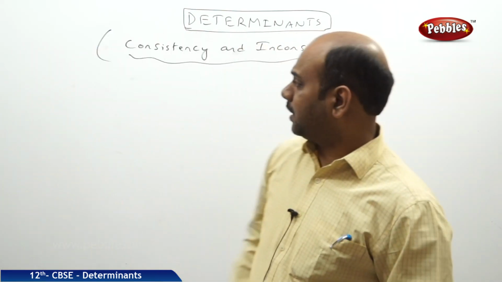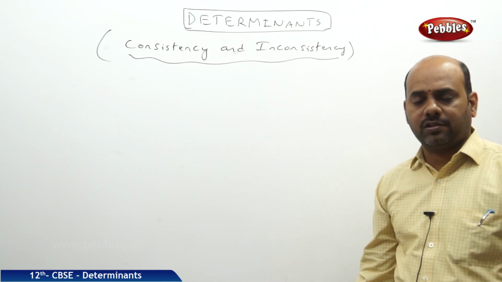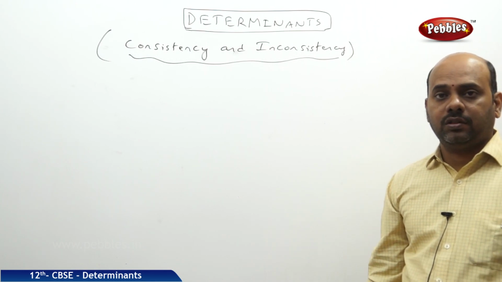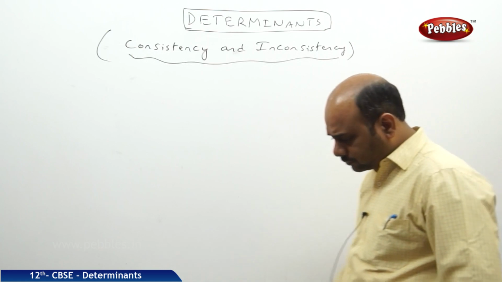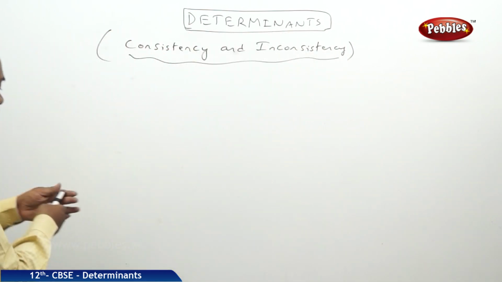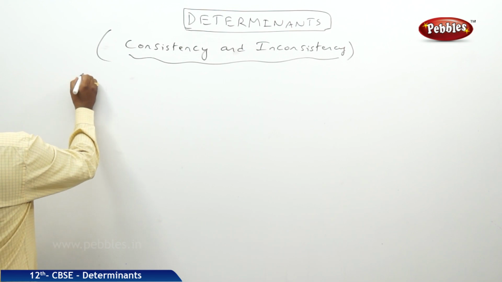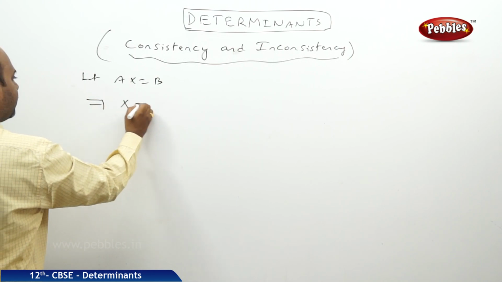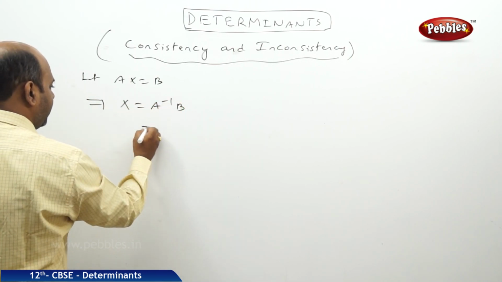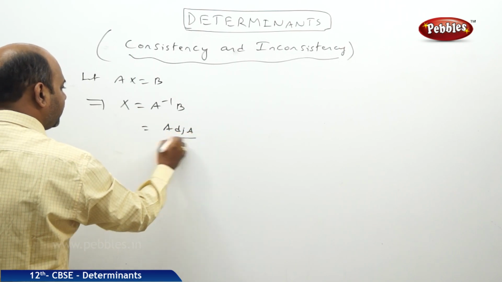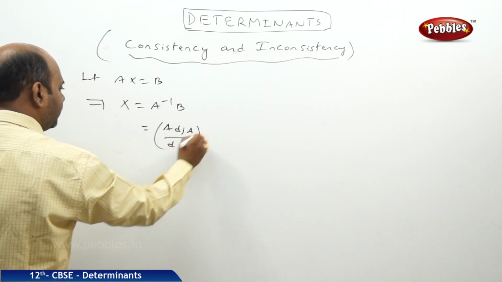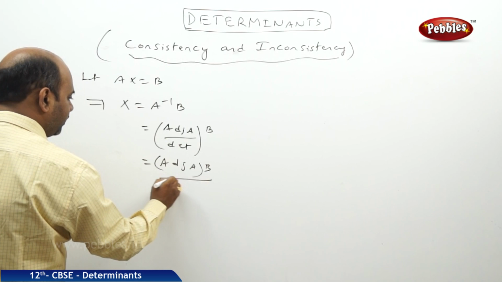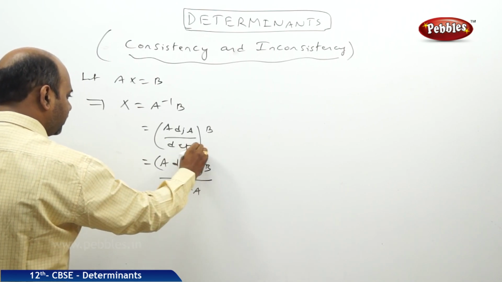Now once again we shall be seeing consistency and inconsistency with respect to the system of equations by using the inversion method, that means by using the matrix inversion method. I will be explaining at the beginning. Let AX is equal to B be the given system of equations. So X I can write as A inverse into B. A inverse means adjoint A by det A into B. So this can be rewritten as adjoint A into B by det A. That means this is det A.